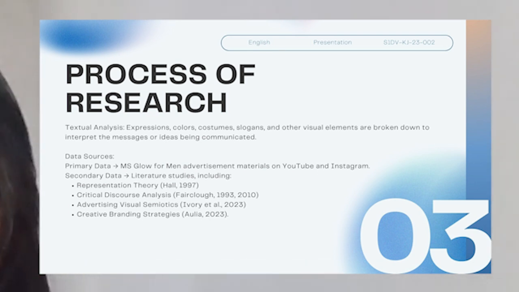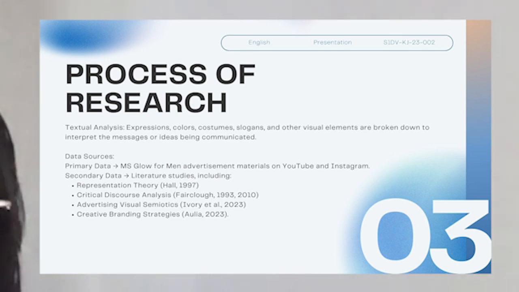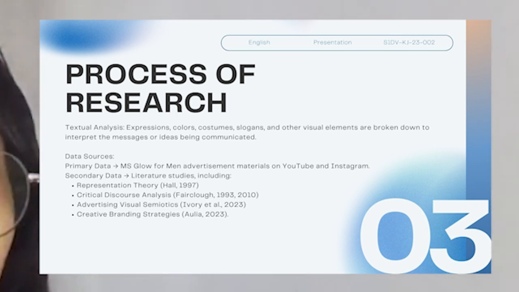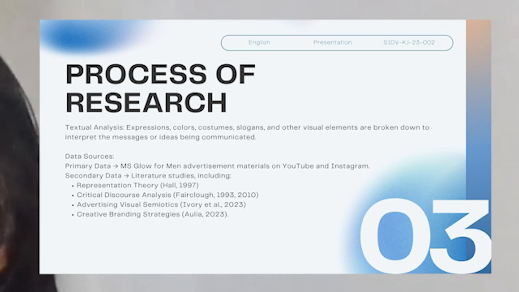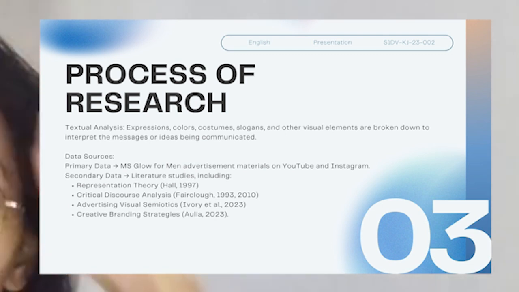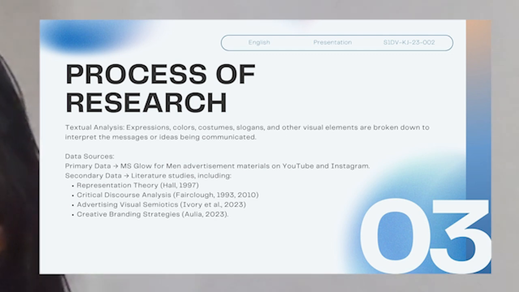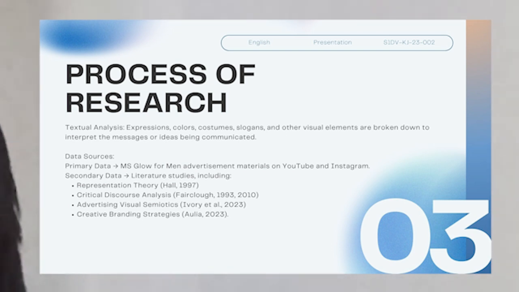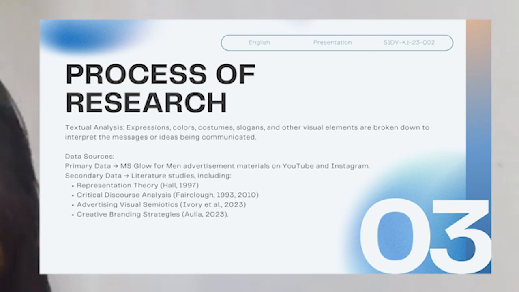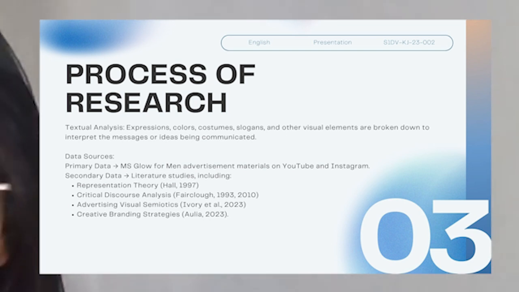And there's data sources. They use 2 types of data sources: primary data and secondary data. The first one, primary data, is where they examine MS Glow for Men advertisement materials on YouTube and Instagram, on those 2 social medias, to examine how people interpret it and how it affects people, or how the audience reacts to it.